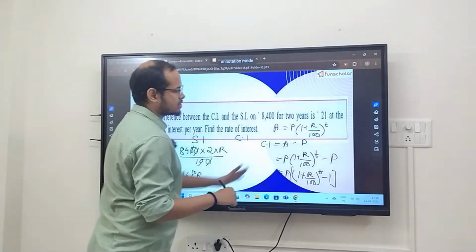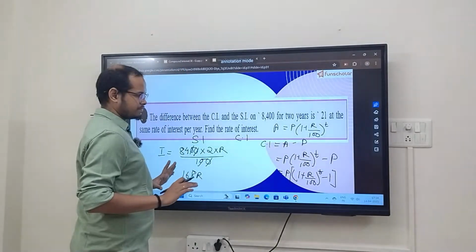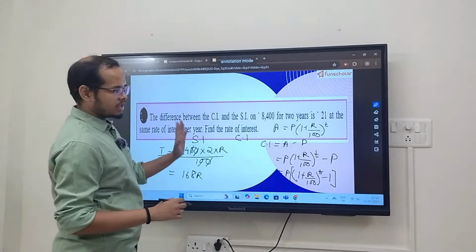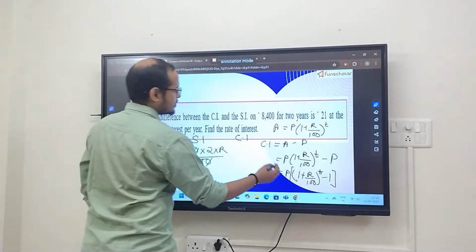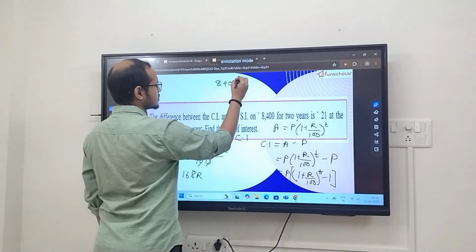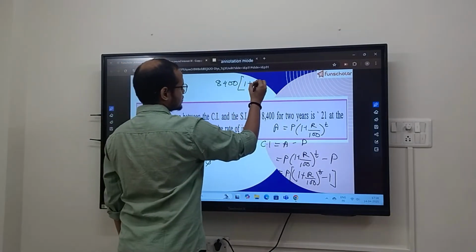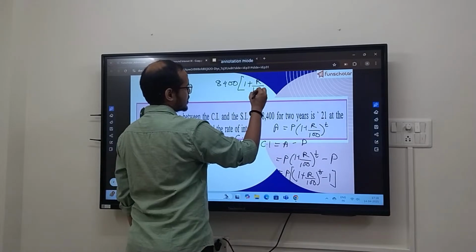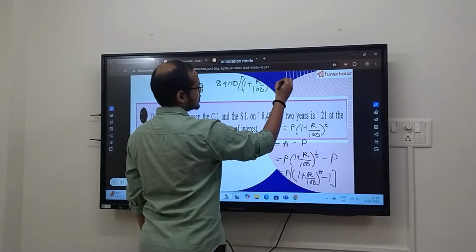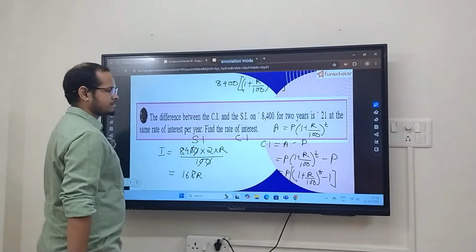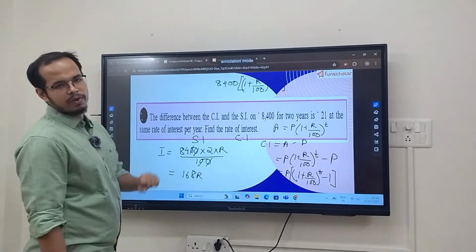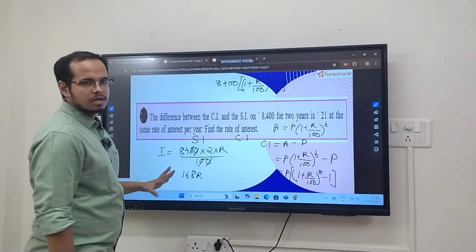Okay, now let's substitute whatever value is known to us, for both of the sums. So this 168 is already done, and let's solve this. Principal here is 8400, into 1 plus r by 100 to the power 2 minus 1. Okay, so now this minus this will give us 21. That is what is in the sum.